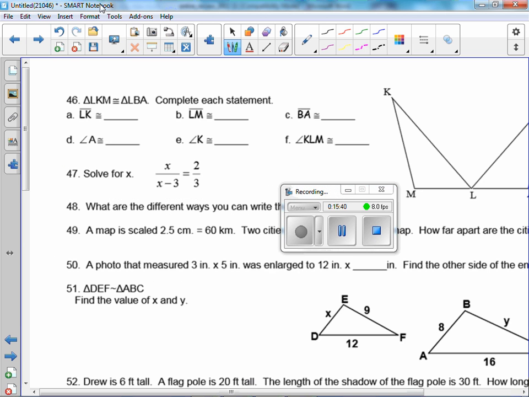So we're not going to do all the ones on this side, but it's the same situation. LK, those are the first two initials. It corresponds to LB. Okay, and if you look at the next one, LM corresponds to LA, and BA corresponds to KM.